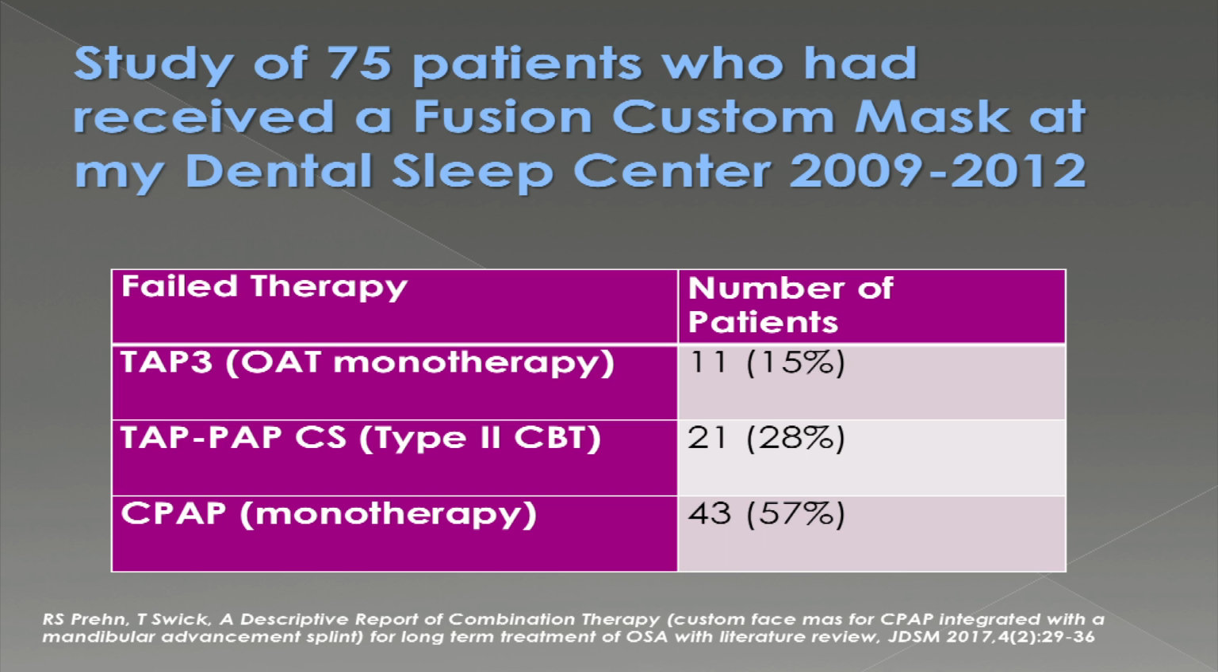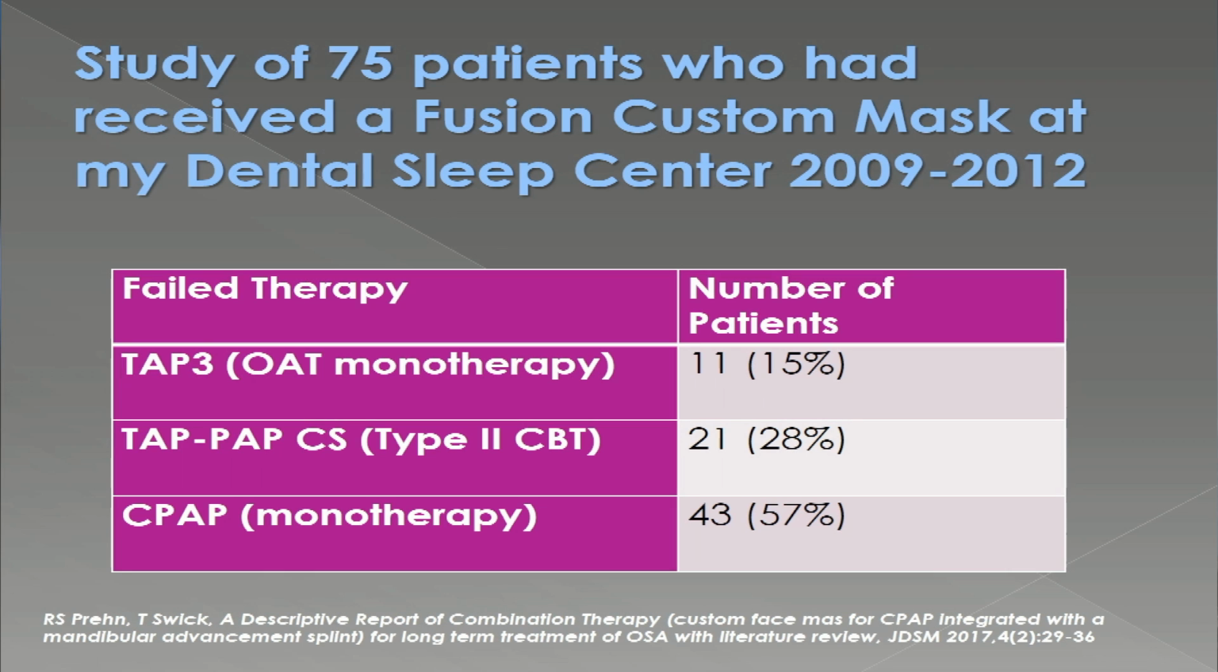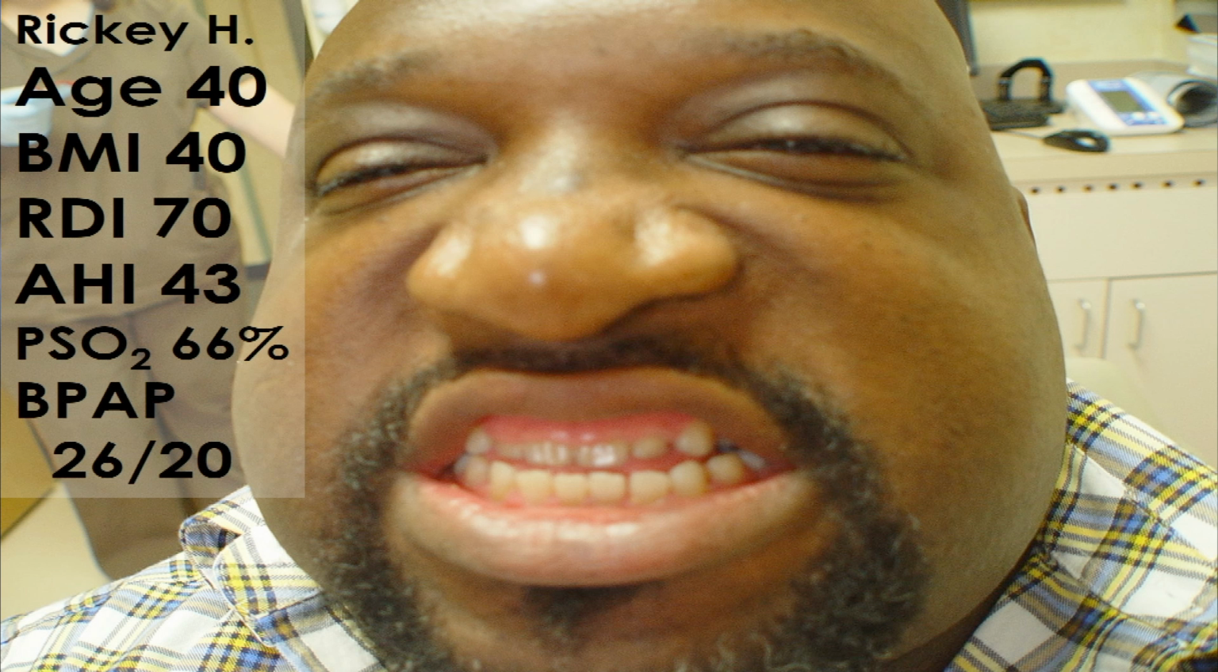So we took the study and we decided that the main number one indication for a custom sleep face mask are people on the more severe end. But you can use it for anything in between. The TAP-PAP CS can be used for temporary. So let's say, I'll get to Reiki in a second.